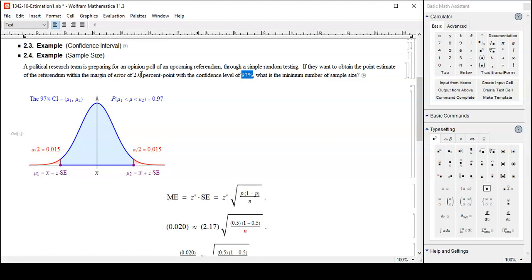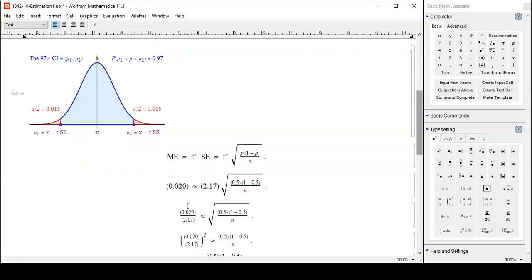And then what is the margin of error? That's given from the problem. 2.0 percentage points, so it is 0.02, and the z-score is 2.17. And here in this expression, square root of p(1 minus p) over n, plug in p as 0.5. All done. We have an equation to solve.